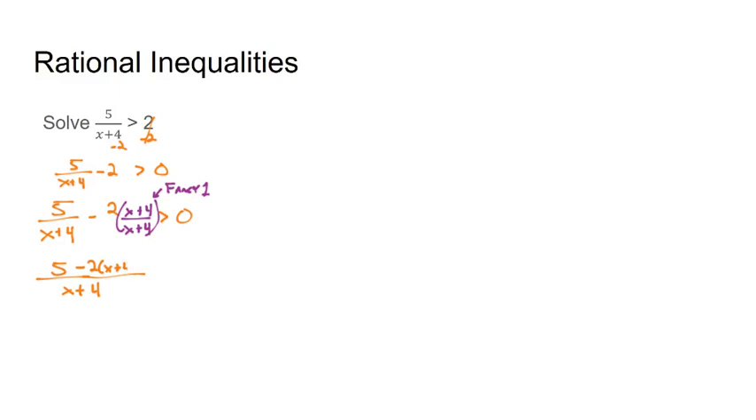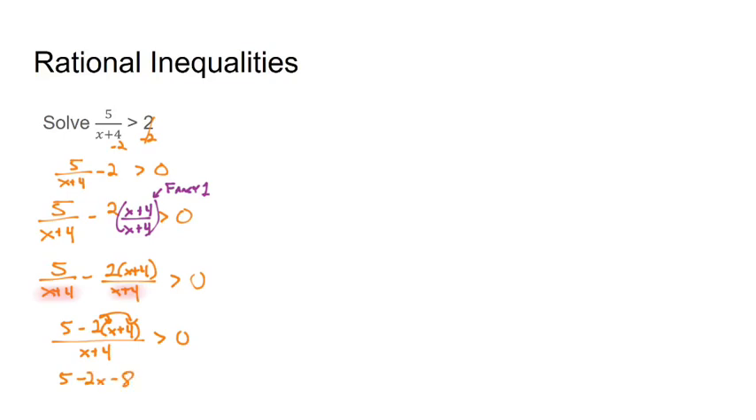In fact, let me do that in 2 different steps. I don't want to skip a step and confuse somebody. So 5 over x plus 4 minus 2 times x plus 4 over x plus 4. And now that I have that common denominator that I'm looking for, I can write that as one term: 5 minus 2 times x plus 4 all over x plus 4. And then let's simplify in our numerator real quick. If I were to distribute the 2, we'd have 5 minus 2x minus 8 over x plus 4.